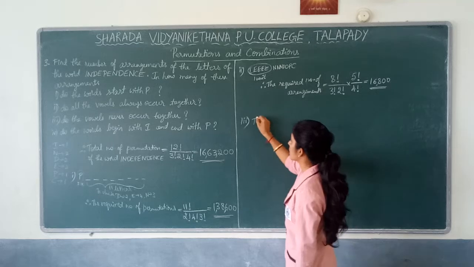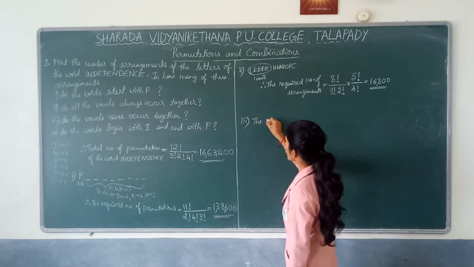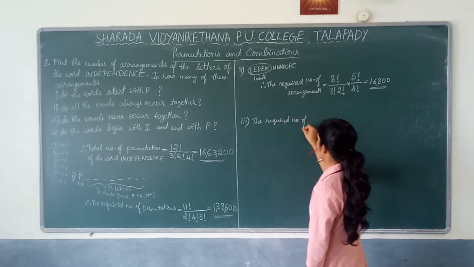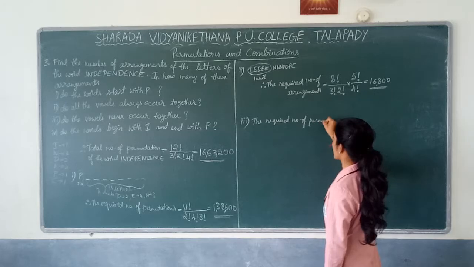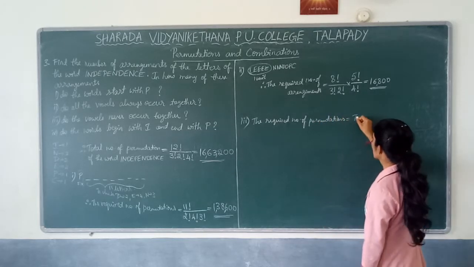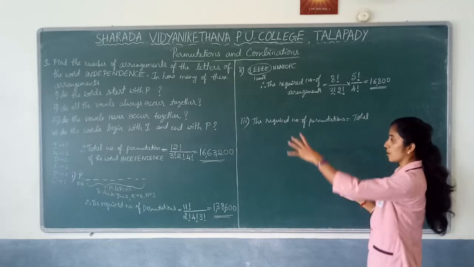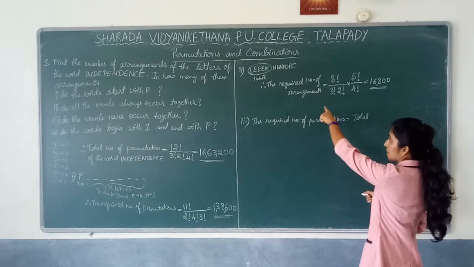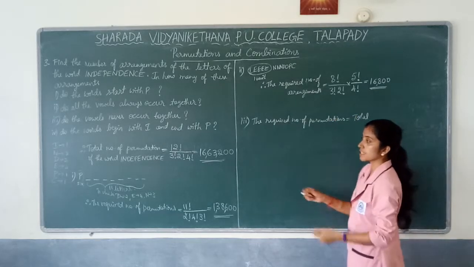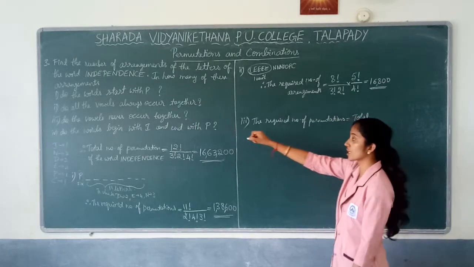So how to find out the permutations? The required number of permutations you can find. Permutations, or arrangements you can do, is equal to what? Total number of permutations. From the total, we are subtracting the arrangements where the vowels are together. That time we get the permutations where vowels never occur together.